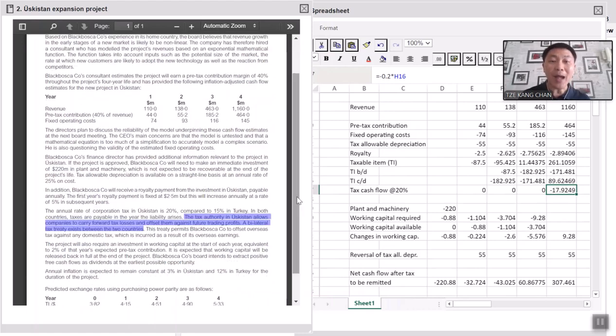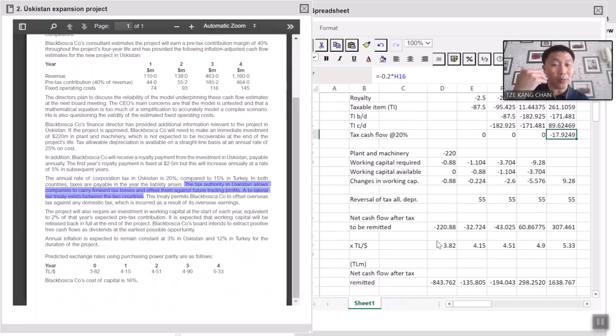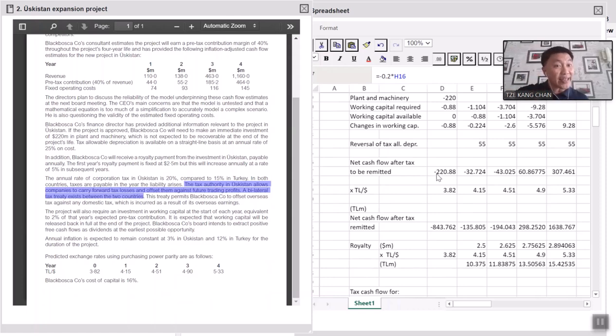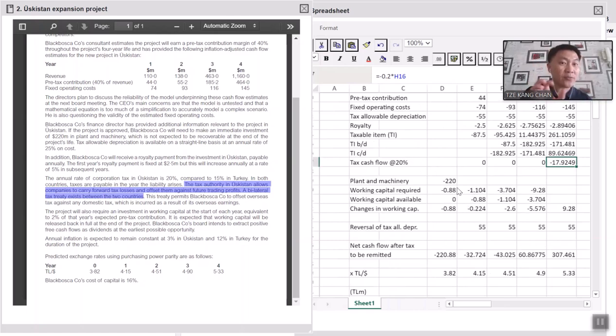And let's not forget about when this cash flow is brought back to the home country. You need to deal with the home tax matter, which will come later once you wrap up all the cash flow from the host country.